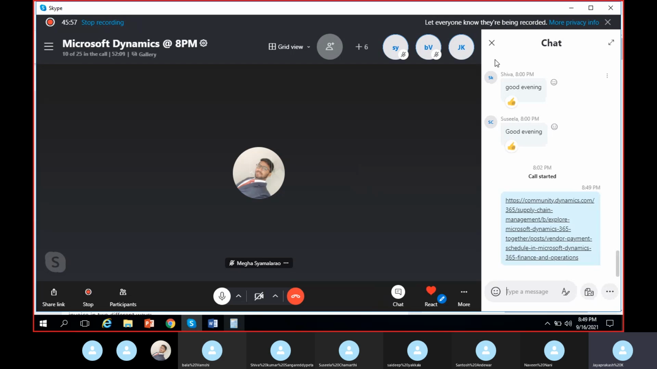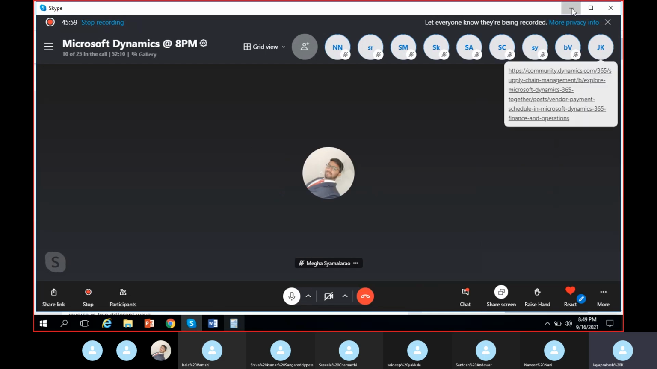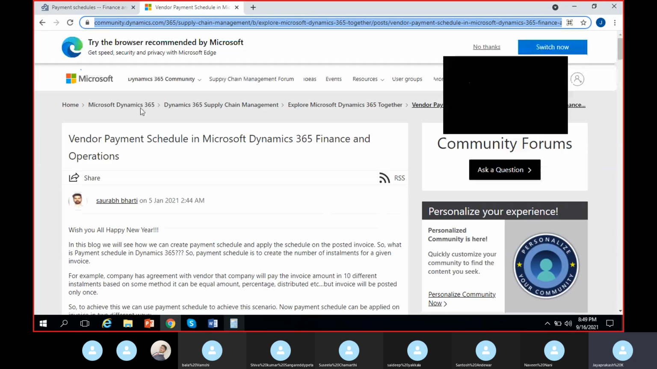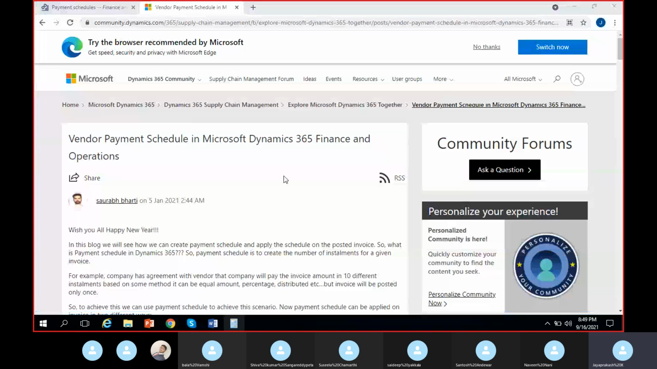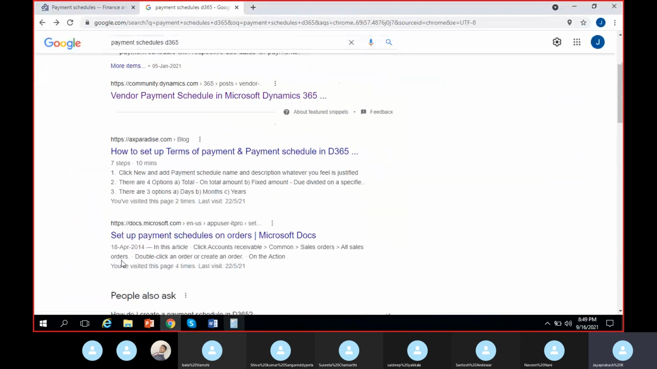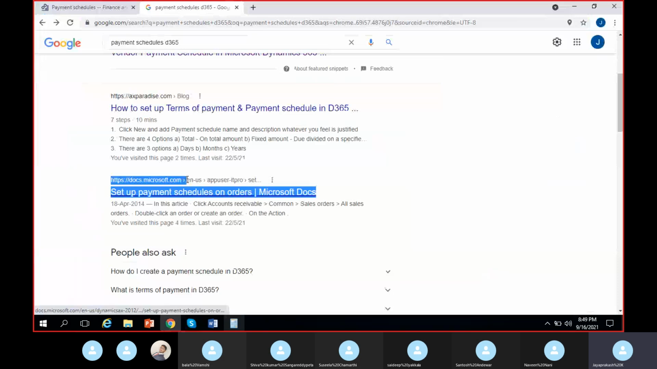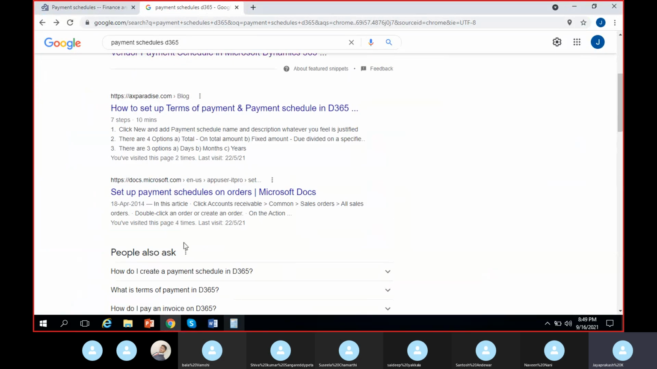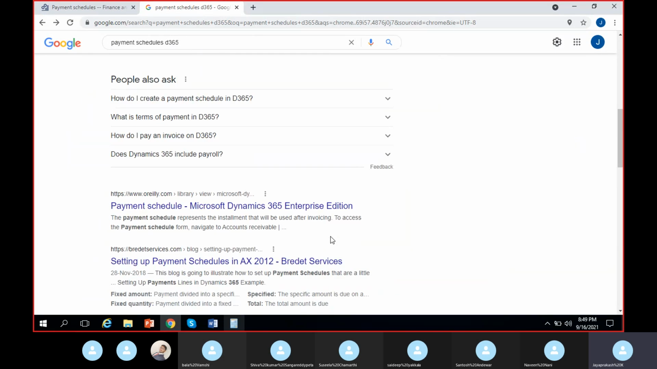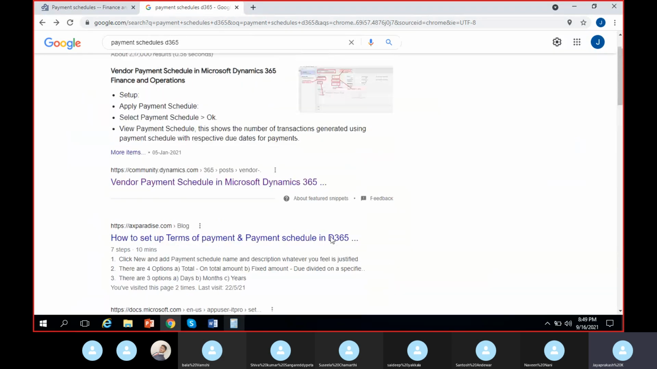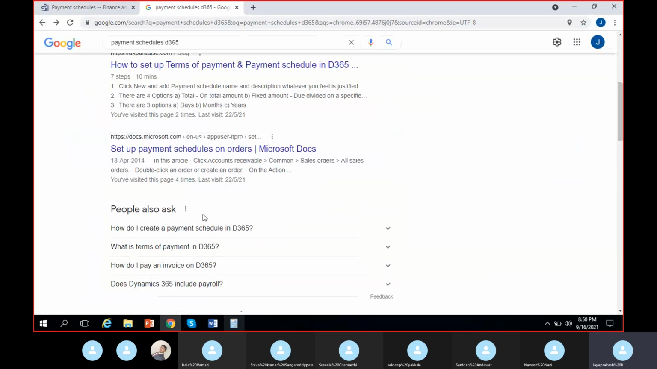Other than that, you also have the original Microsoft documentation. This is also a community page, which is authorized by Microsoft, as you can see. And we also have this one, docs.microsoft.com, set up payment schedules and orders. It generally explains how you can apply it on orders, but for how to configure payment schedules, I think you have to search a little more in the docs.